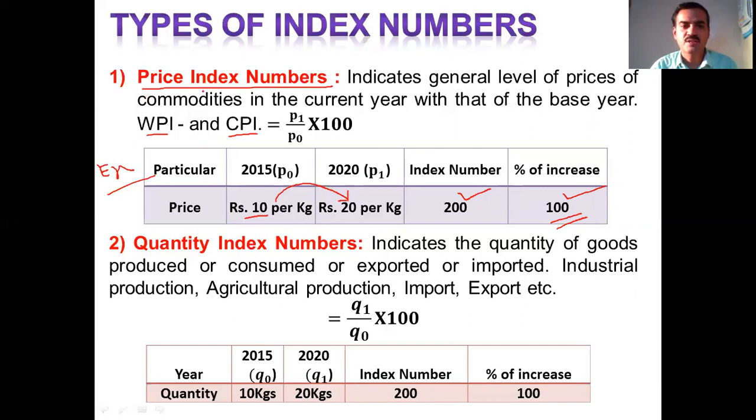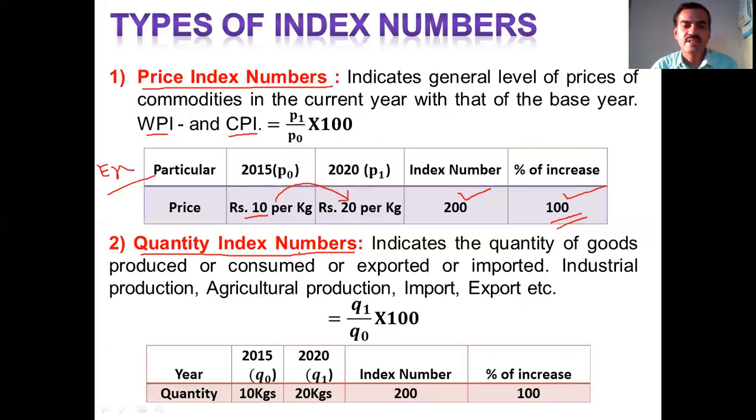So the price index number is used to measure the changes in the level of the prices of a commodity in the current year compared to the base year. Now let us move towards the quantity index number. It speaks about the quantity. Therefore we say that it indicates the quantity of goods produced, consumed, exported or imported. Industrial production, agricultural production, import, export, etc. are the examples for the quantity index number.